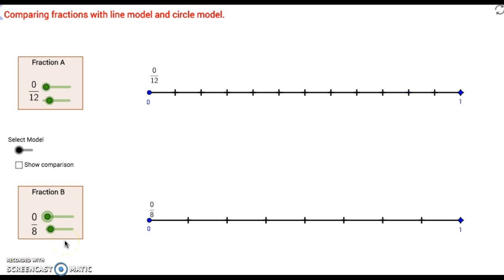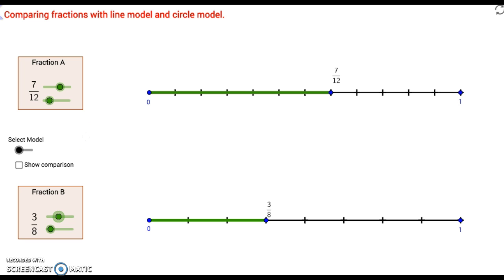We're going to try one last example to see if we really got it. Again, notice that I have changed the denominator. The number line is still from 0 to 1, but the line is divided into different parts. We're going to look at 7/12 and 3/8.